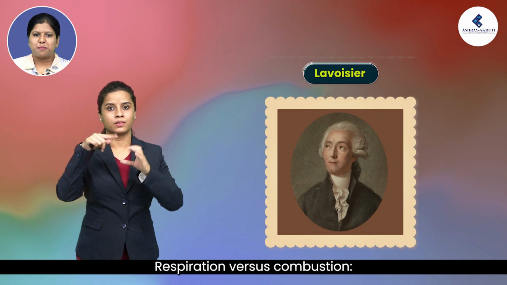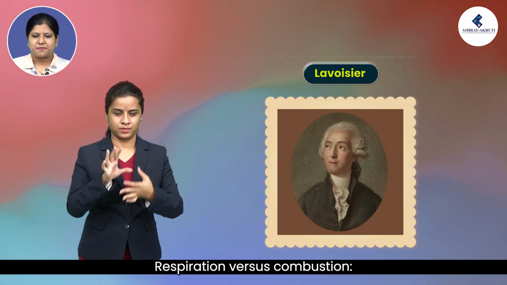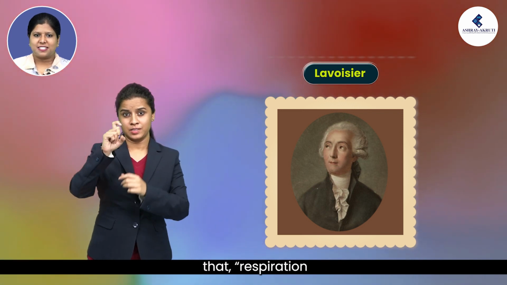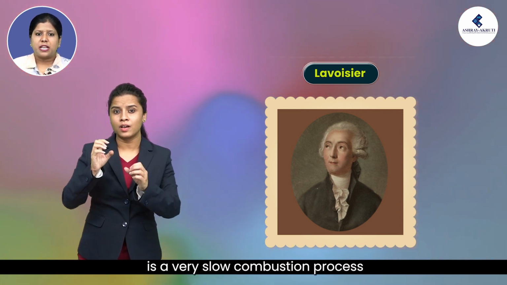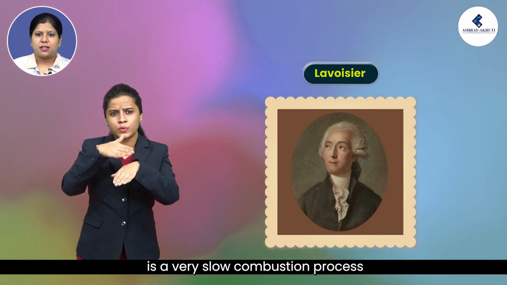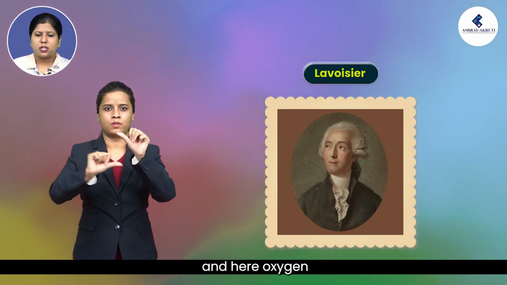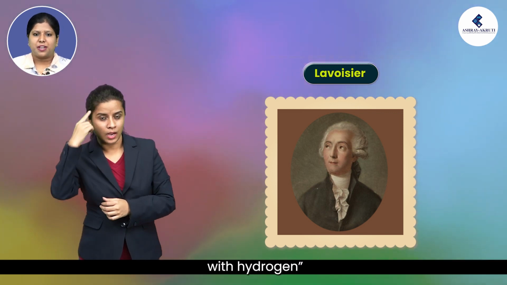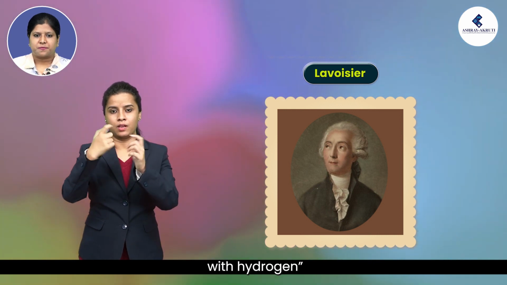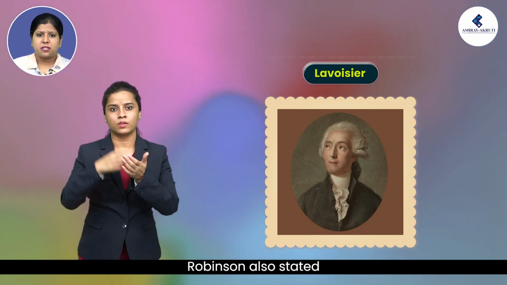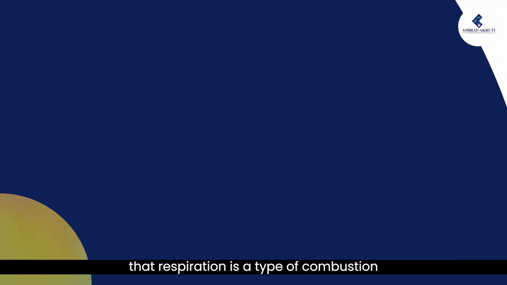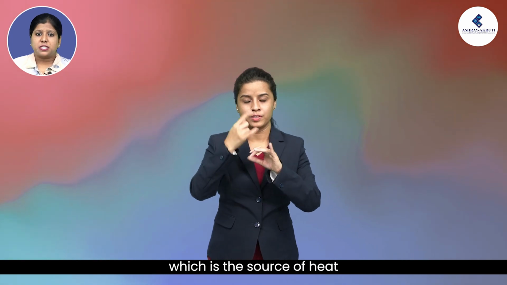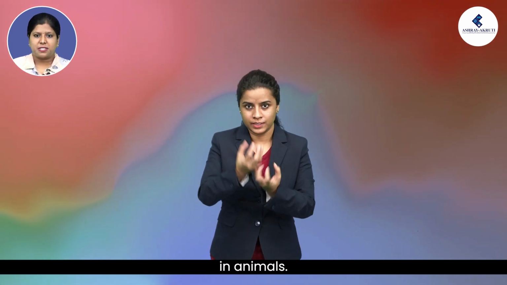Respiration versus combustion. Lavoisier in 1783 stated that respiration is a very slow combustion process, and here oxygen not only combines with carbon but also with hydrogen. Robinson also stated that respiration is a type of combustion which is the source of heat in animals.